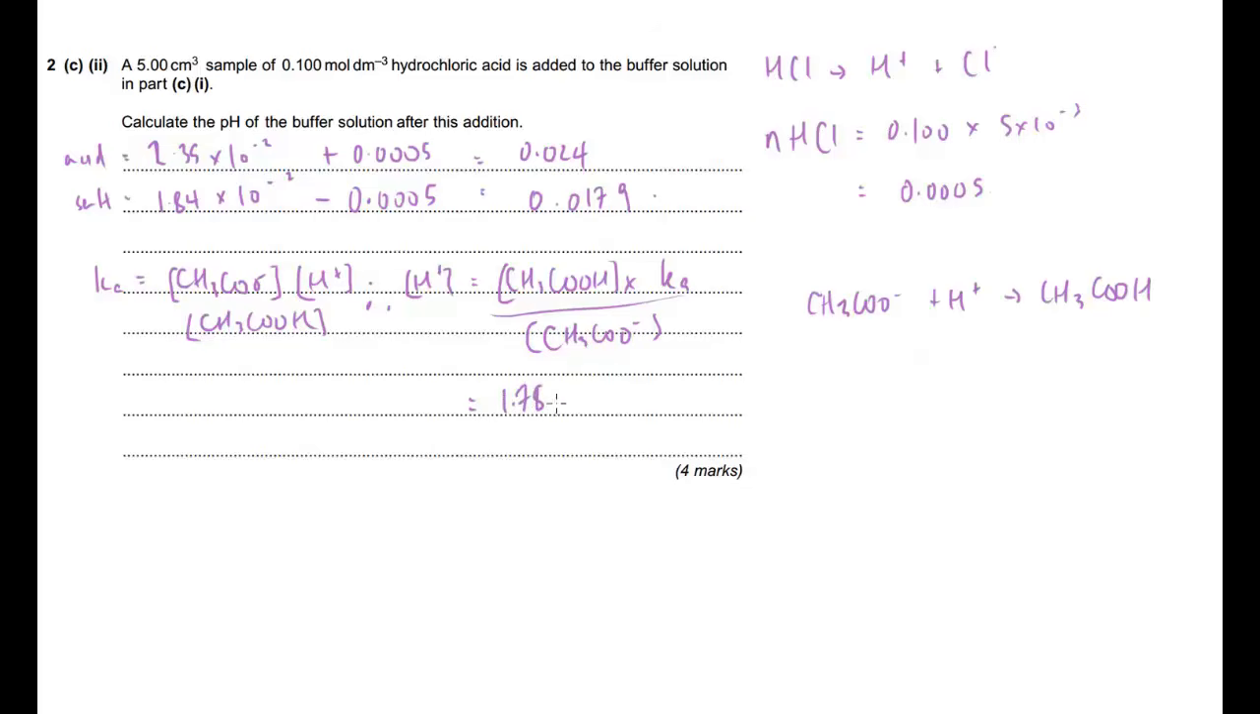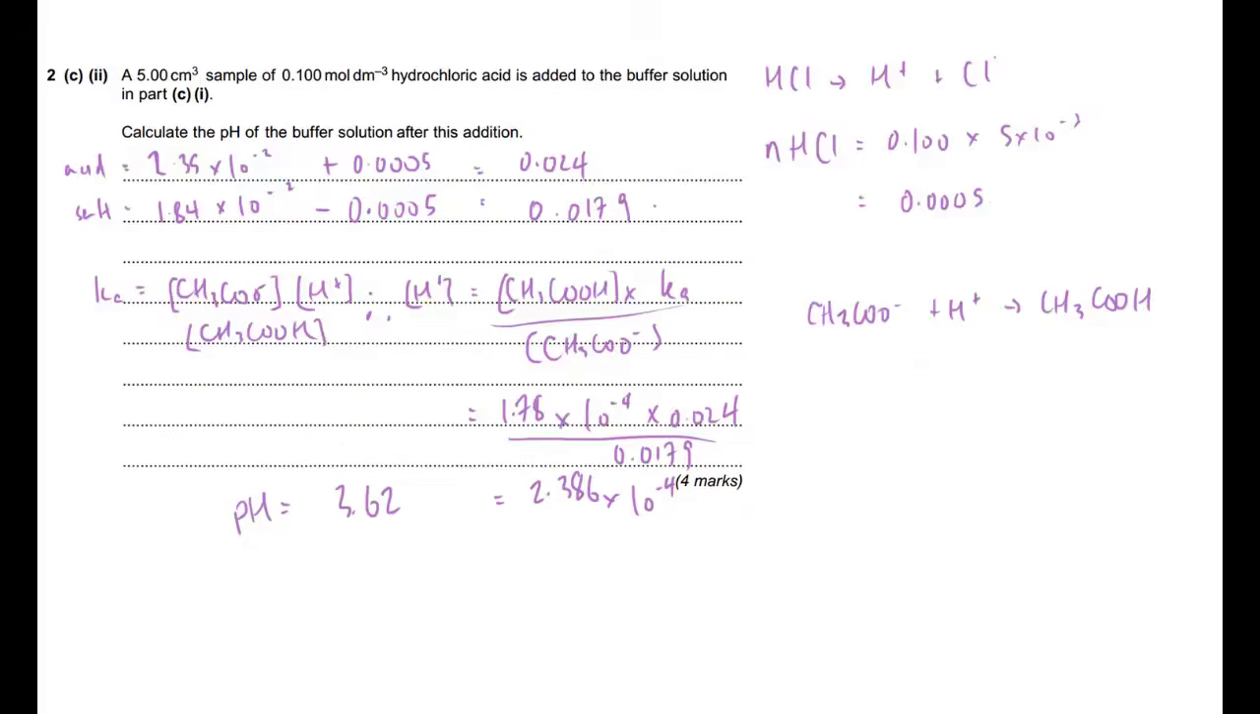Obviously in an exam you wouldn't have to cut and paste it like this, you'd have all the questions, but it was 1.78 times 10 to the minus 4. Go back if you forgot that, times the acid, which is 0.024, divided by 0.0179. We end up with a value of 2.386 times 10 to the minus 4. pH therefore equals 3.62. You can see the previous one was 3.64. It's now 3.62. It's held on pretty well on that addition of the acid.